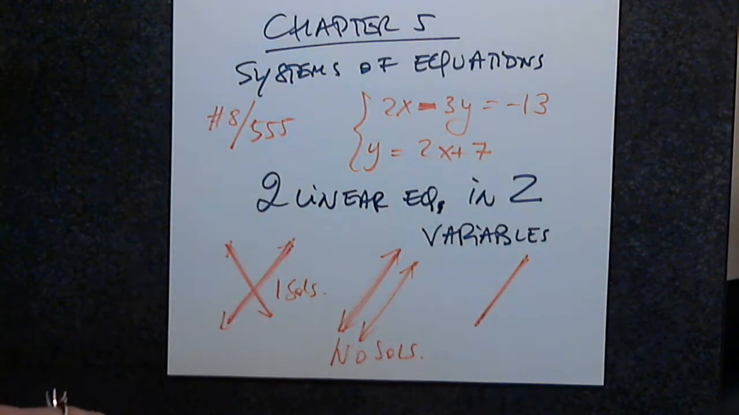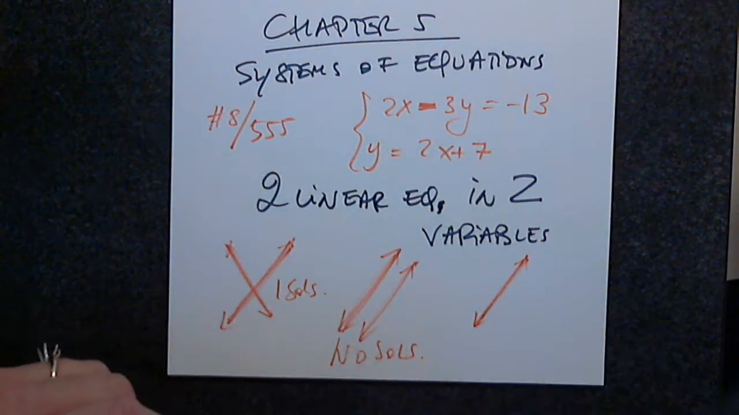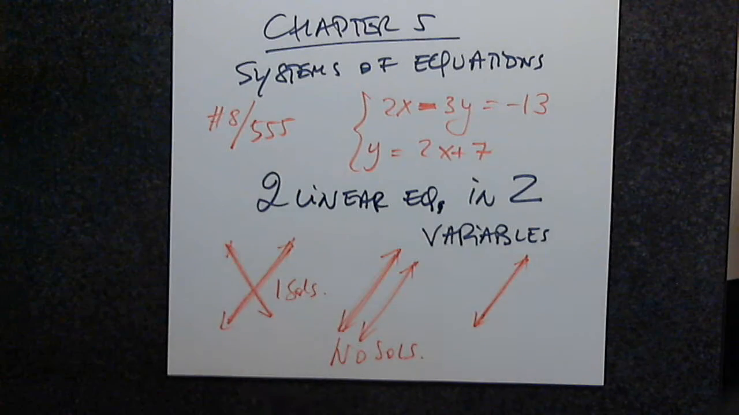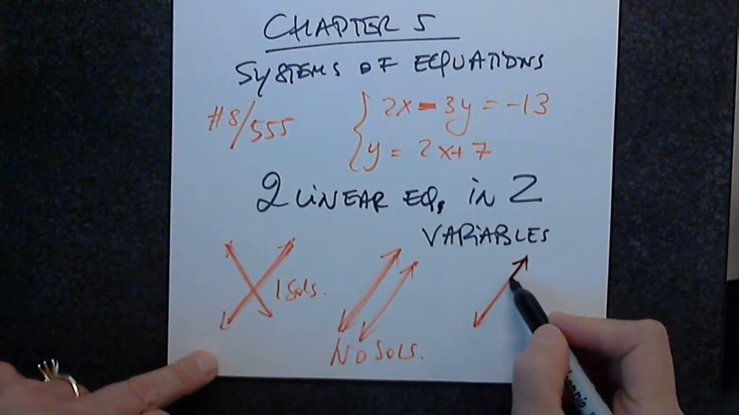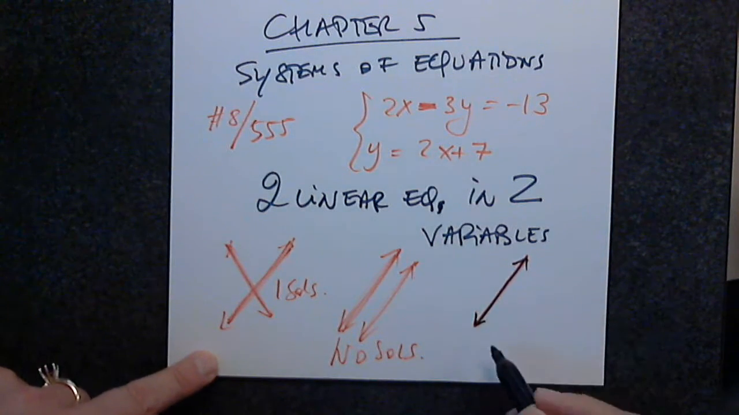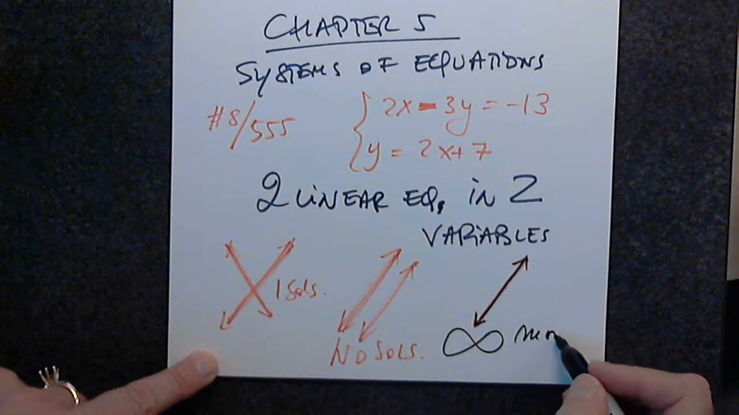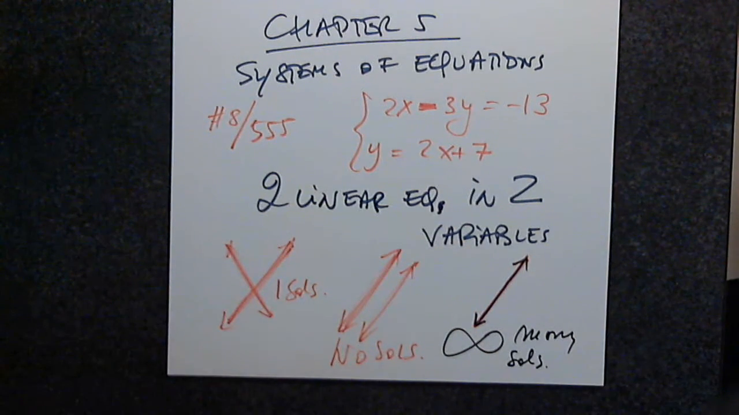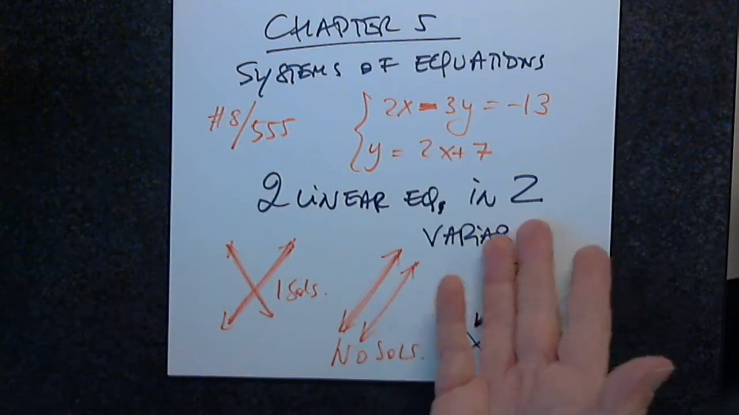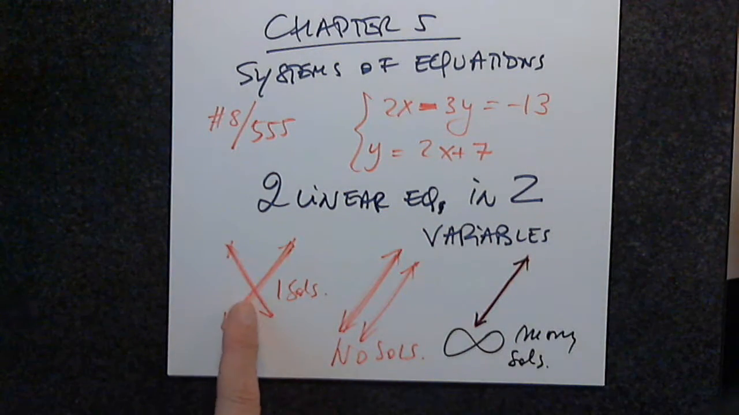This is one line. And here's the other line. Infinitely many solutions. These are the only 3 options for 2 lines in 2 variables. 2 linear equations, there are 2 lines in 2 variables. They meet in one solution.